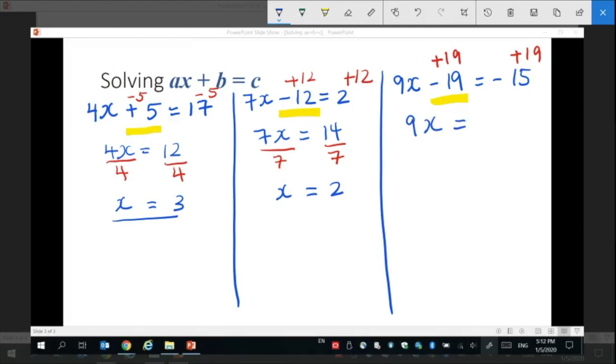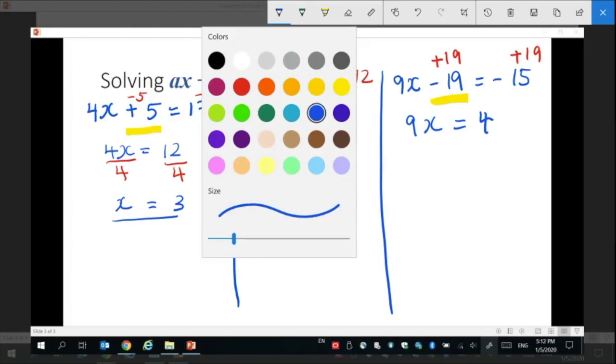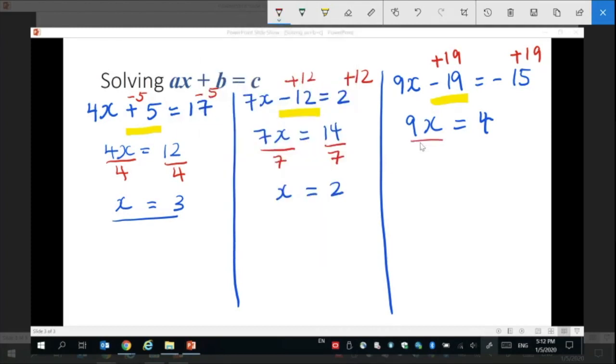So this is minus 15 plus 19. Minus 15 plus 19 is the same as 19 minus 15, which is 4. Then you need to divide by 9 on both sides to find what is your x. So x is equal to 4 over 9. Let's look at two more examples.